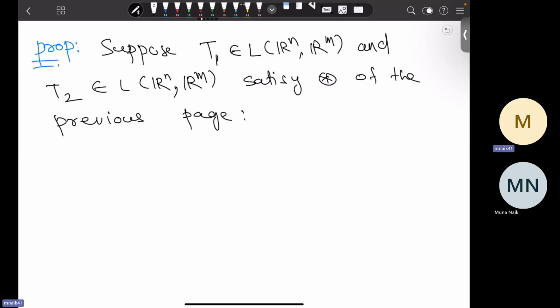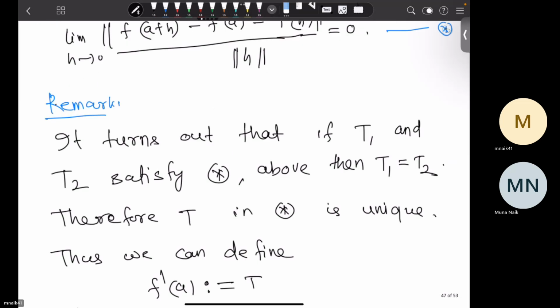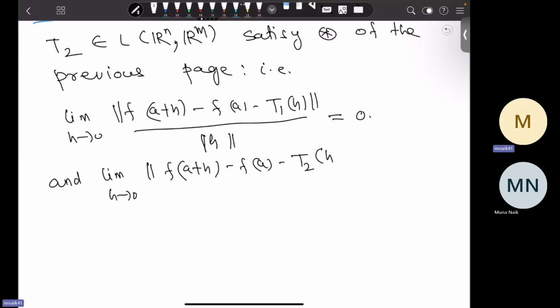So what does that mean? That is, the limit as h tends to 0 of norm of f of a plus h minus f of a minus T1 of h, divided by norm h, is 0. And the limit as h tends to 0 of norm of f of a plus h minus f of a minus T2 of h, divided by norm h, is equal to 0. So this is the meaning.